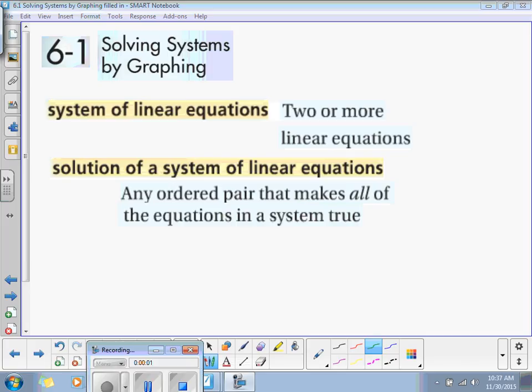Section 6.1 is solving systems of equations by graphing. A system of linear equations is two or more linear equations graphed on the same coordinate plane. Make sure you know what this terminology is. The solution of a system of linear equations is any ordered pair that makes all of the equations in a system true.